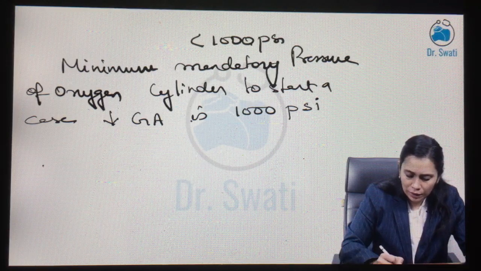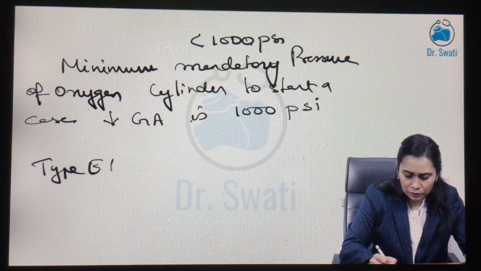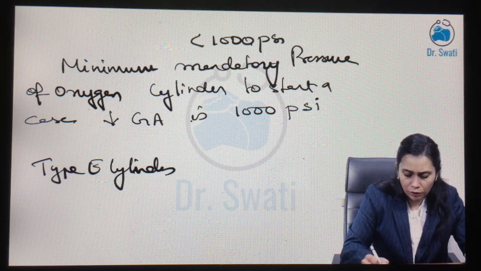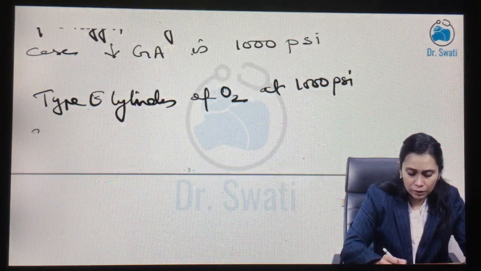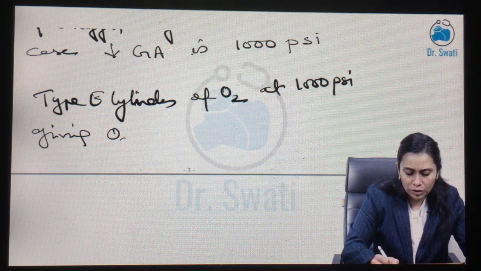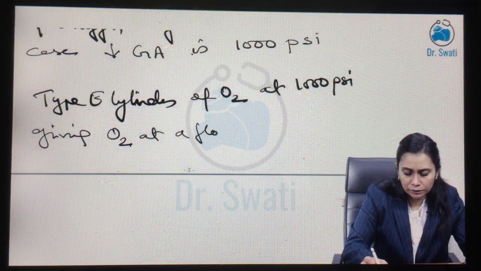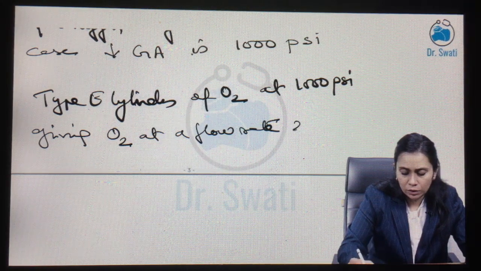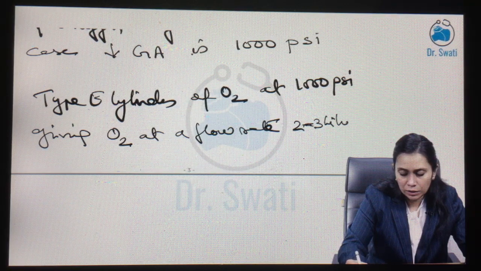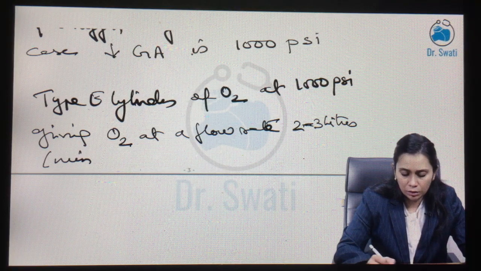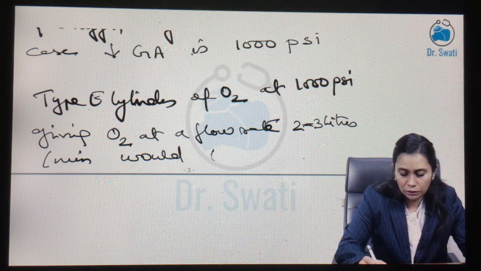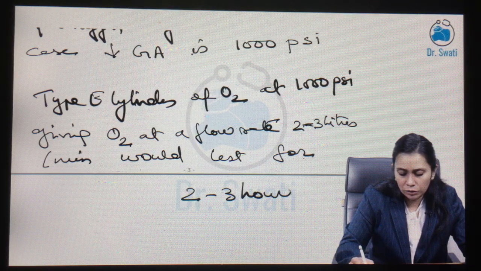Guys, a type E cylinder of oxygen at 1000 psi, giving oxygen at a flow rate of 2 to 3 liters per minute, right? 2 to 3 liters per minute would last for 2 to 3 hours. It would last for 2 to 3 hours.